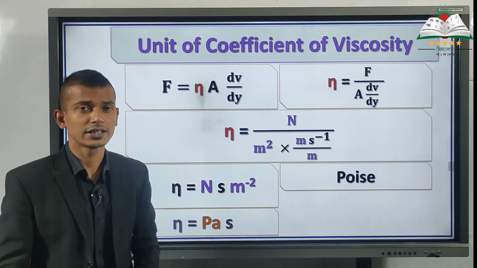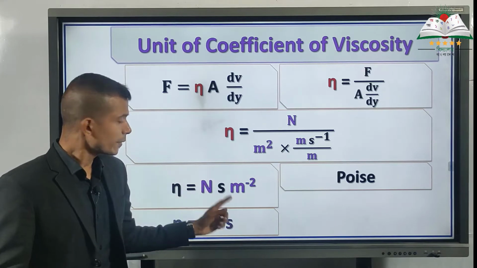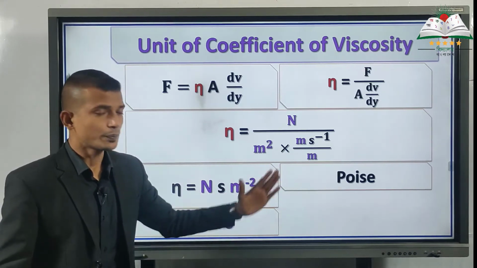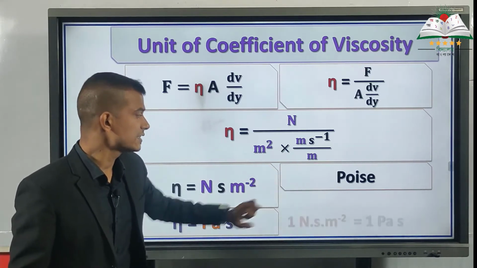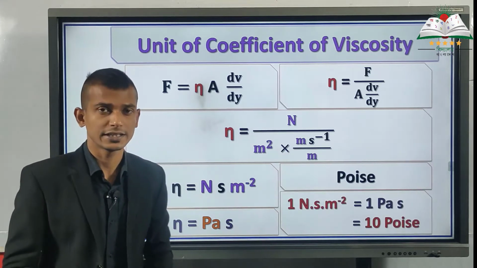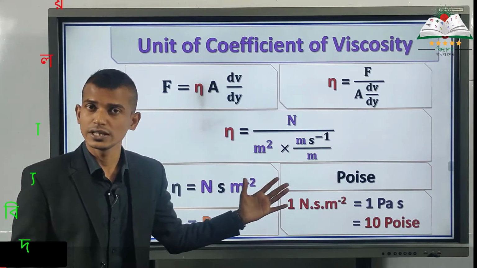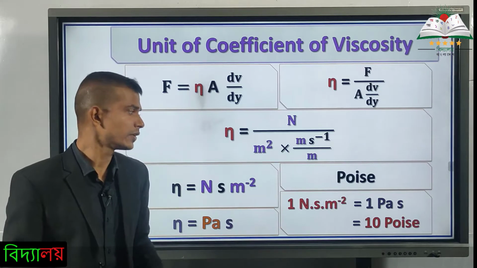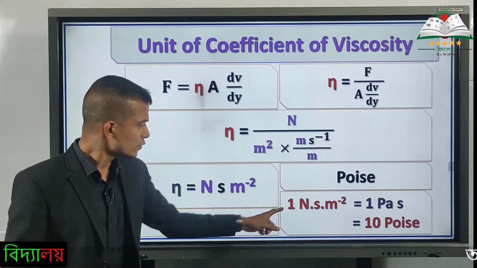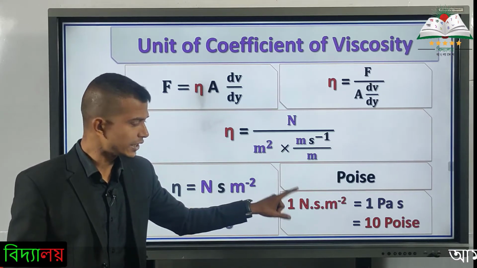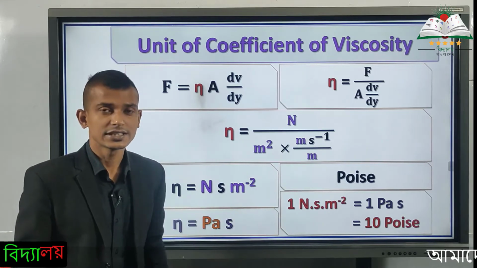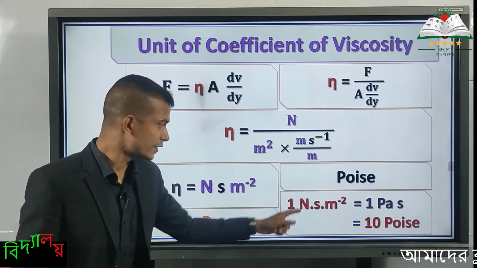Now there is a fundamental relation between Newton second per meter square or Pascal second with Poise. This is going to be very necessary because this is asked frequently in the SSC level MCQ and medical admission as well: 1 Newton second per meter square equals 1 Pascal second equals 10 Poise. Okay, this is very important.